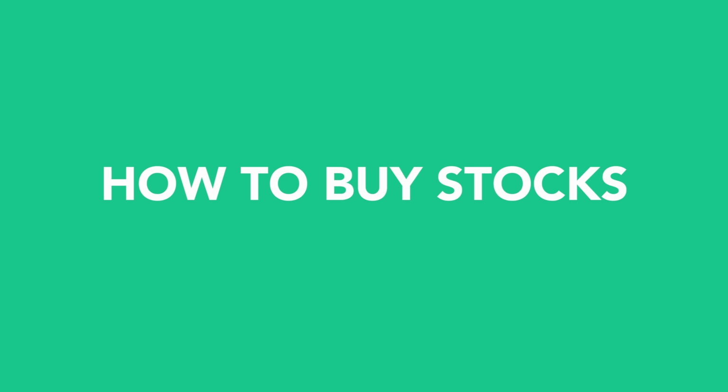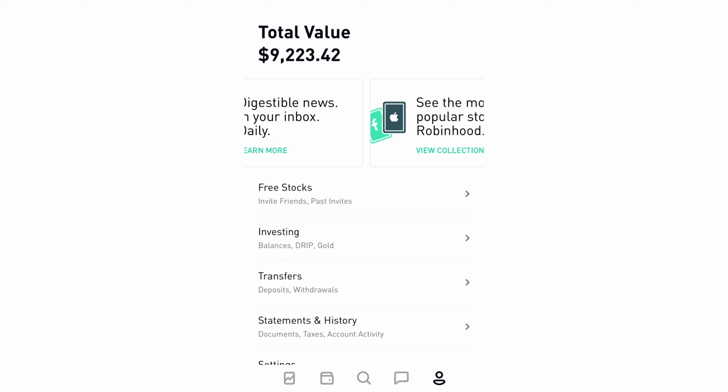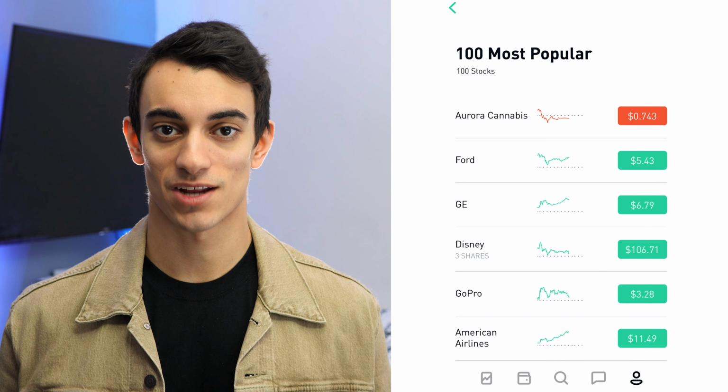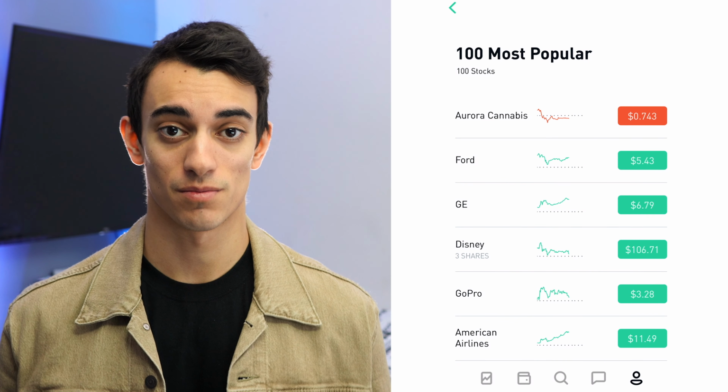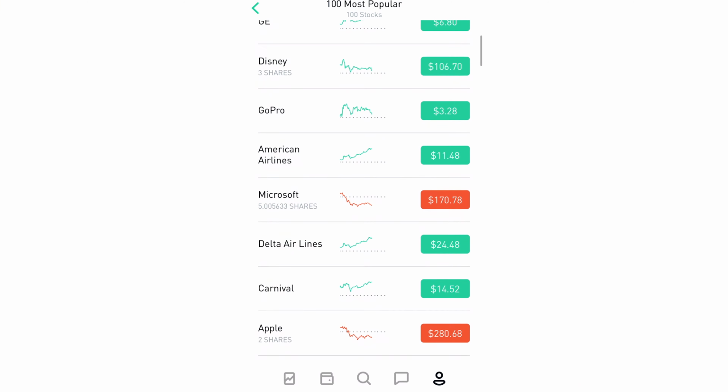How to buy stocks. When you're buying a stock, you're buying a piece of a company, which is cool. In this example, we're going to go to the most popular stocks in Robinhood. Now, these aren't necessarily the best stocks to buy, these are just the most popular. So I got a few Disney, a few Microsoft, a few Apple.